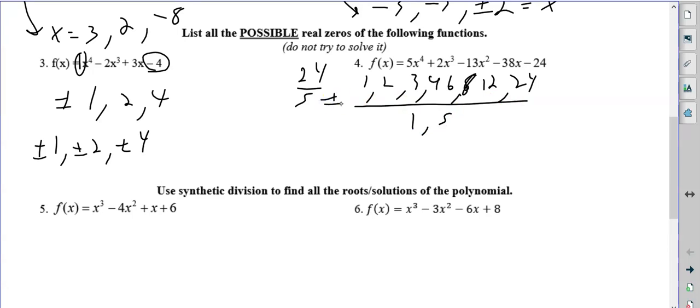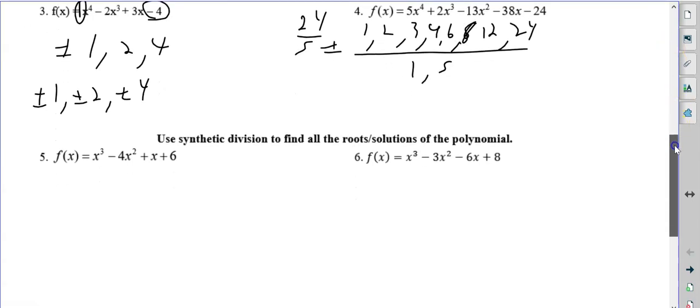Okay? That's the shorthand version of it. The technical long way is, first off, listing all the plus or minus 1, 2, 3, 4, 6, 8, 12, 24, then all the fractions of 1/5, 2/5, 3/5, 4/5, 6/5, 8/5, 12/5, 24/5. But we'll accept that answer right there.